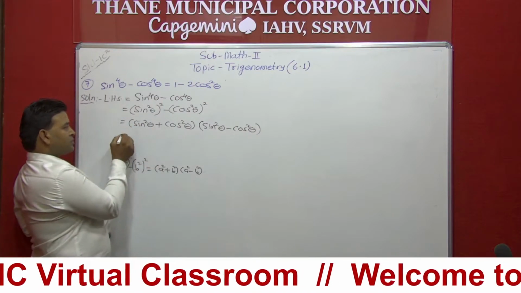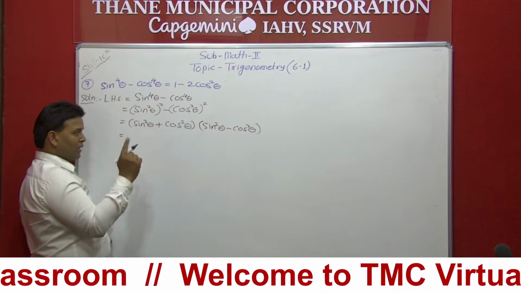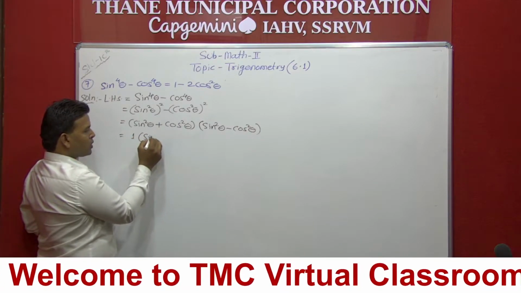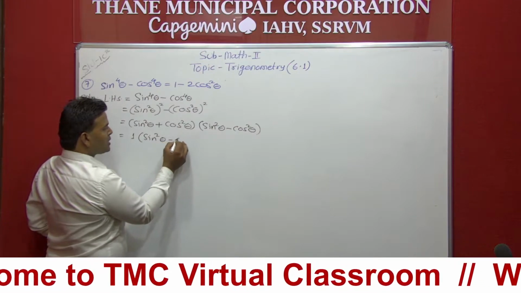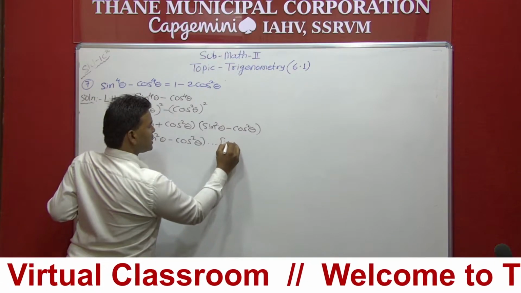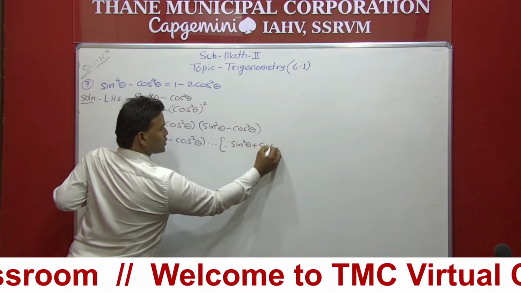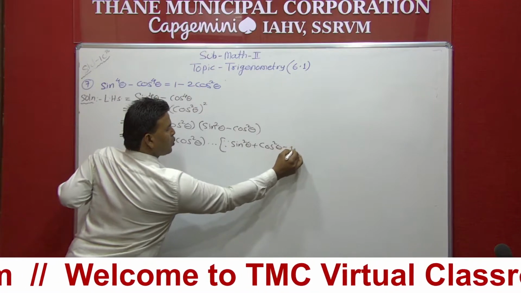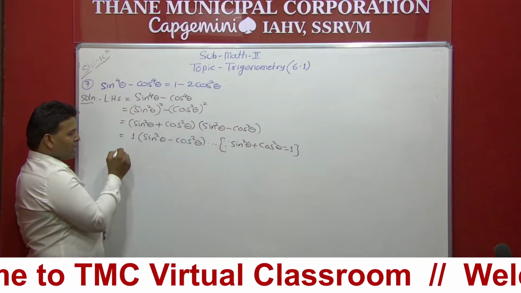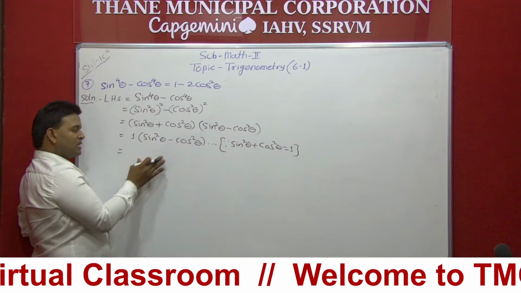Now the next step is, here sine square theta plus cos square theta is 1. So instead of this I am going to write down 1 bracket sine square theta minus cos square theta. But here we have to give the reason, since sine square theta plus cos square theta is equal to 1. This is the identity. Just because of this, instead of this I have written 1. Now the next step is 1 will get multiplied with this bracket and finally we will get the same thing.